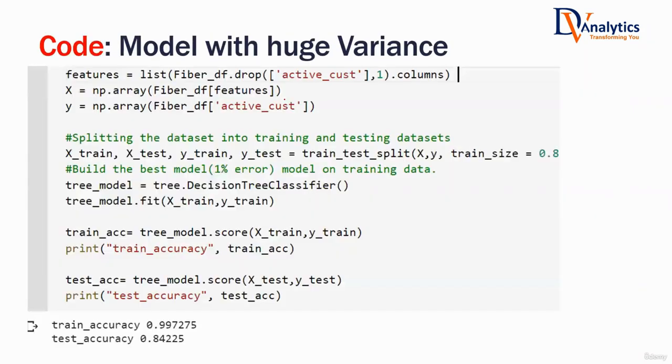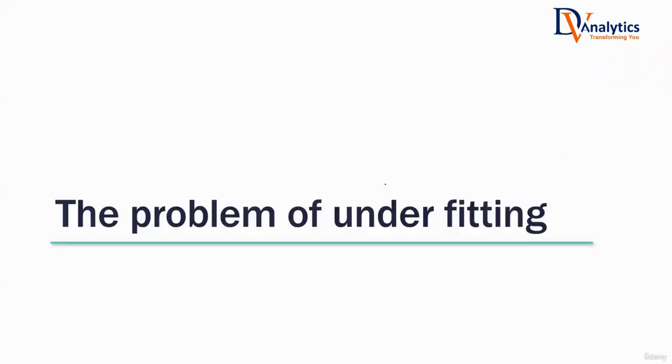To avoid overfitting, if you make the model too simple, what will happen? Overfitting happens if the model is too complex, if the decision tree is too big. If you make the decision tree too small, what will happen? Underfitting. The model will be underfitted. What is the problem of underfitting? Very low accuracy on the train data.